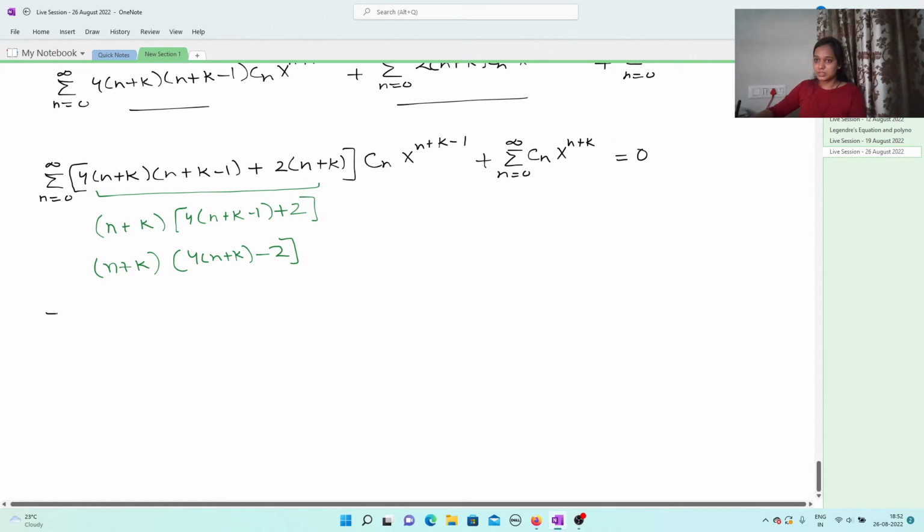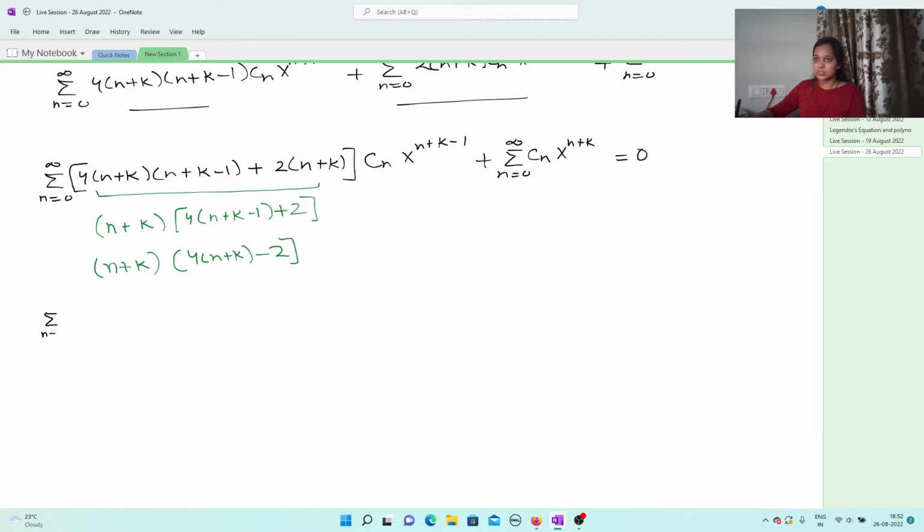So we can write this as summation n equals 0 to infinity (n+k) into (4(n+k) minus 2) c_n x^(n+k-1) plus summation n equals 0 to infinity c_n x^(n+k).